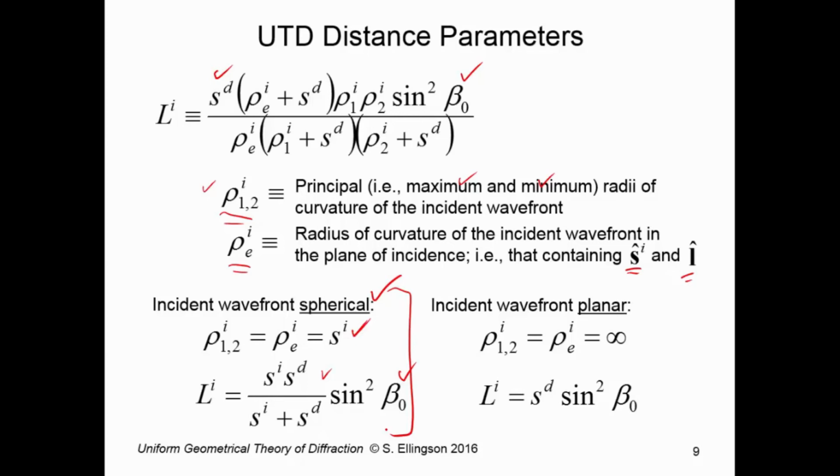It's also simple in the case where the incident wavefront is planar. In that case, all the relevant radii of curvature are infinite, and the L parameter becomes simply S super D times sine squared beta naught. So you can see here that even though this is quite complicated up here, for most practical cases, we usually have planar or spherical waves incident, or we often have those, and so those L parameters are quite simple.